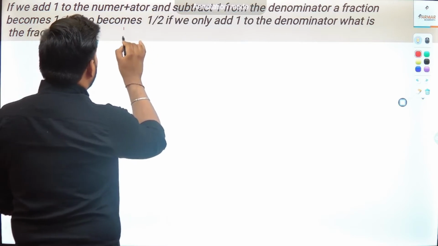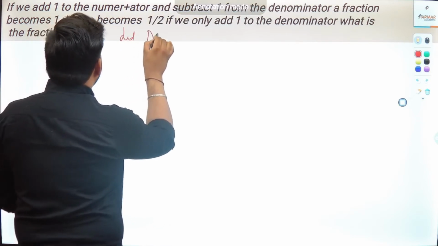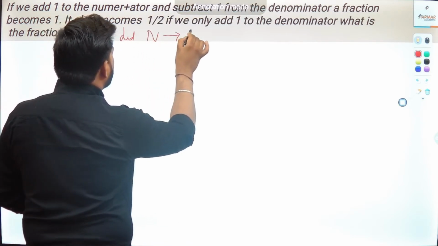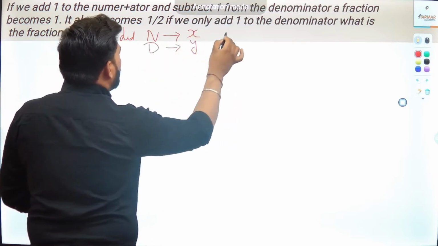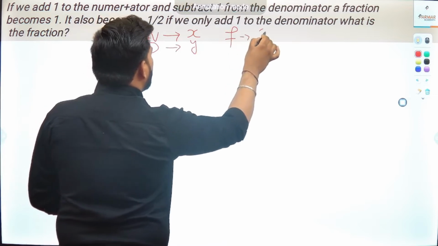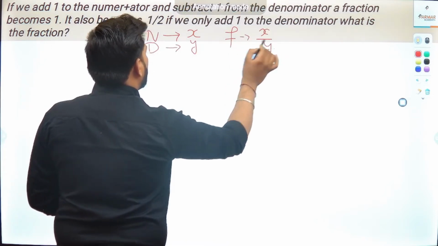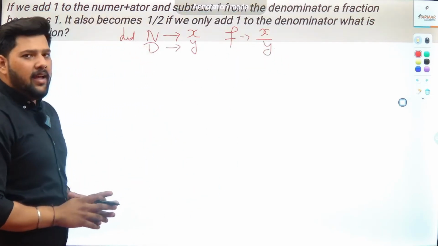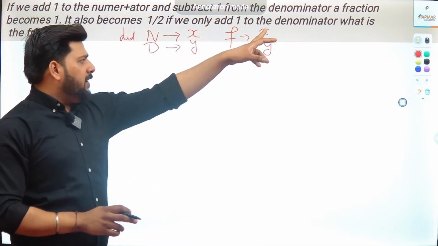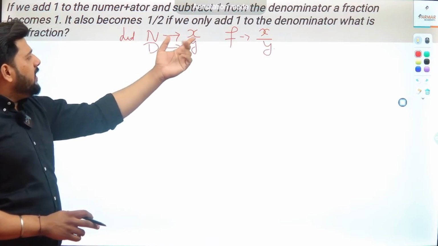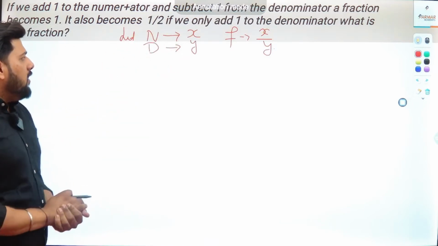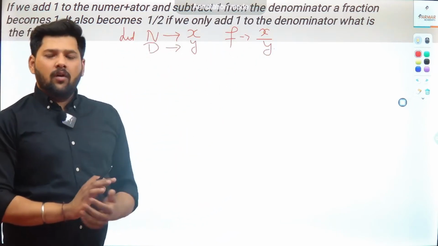Let the numerator of the fraction be x and the denominator of the fraction be y. So overall the fraction is x upon y. This is the very basic thing. In a fraction there are two parts, numerator and denominator. As we have to find the fraction, let the numerator be x and the denominator be y. So overall the fraction is x upon y.